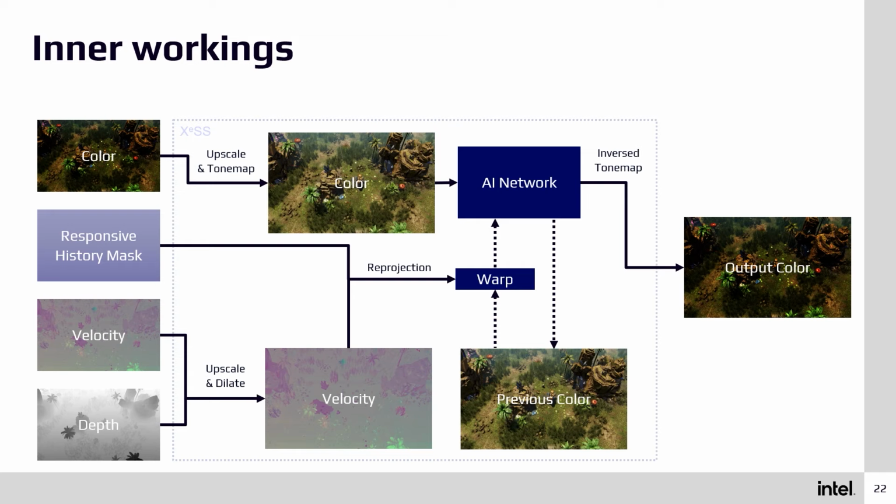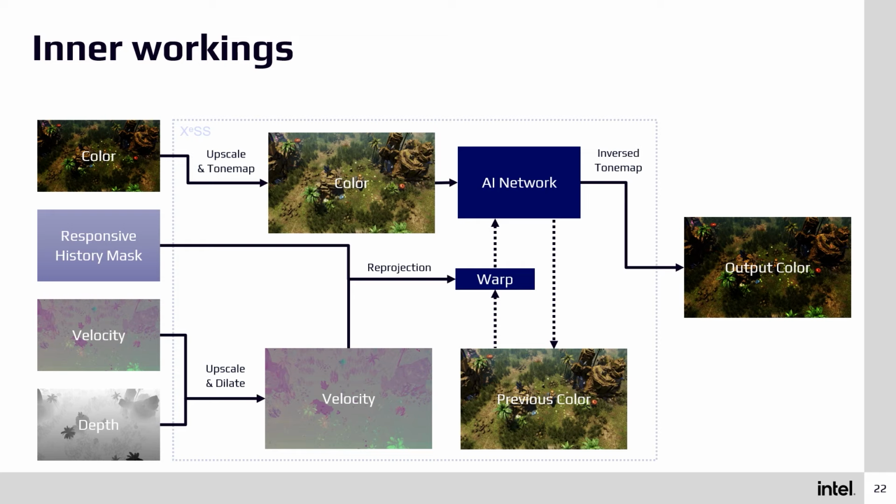At the bottom left, we can see the optional step, which is a velocity upscale and dilation using the depth buffer. This upscaled velocity is not, however, an input to the AI network phase, but rather to the warp stage. Warp is essentially the history reprojection, which is in fact moving history pixels from where they used to be to where they are supposed to be in the current frame. Now here comes the interesting fact. This history buffer may or may not be used by the network.